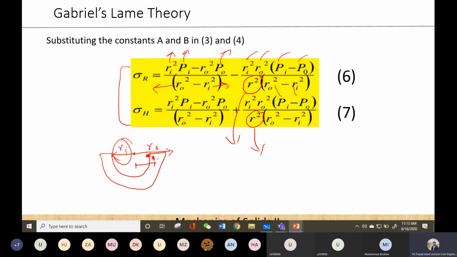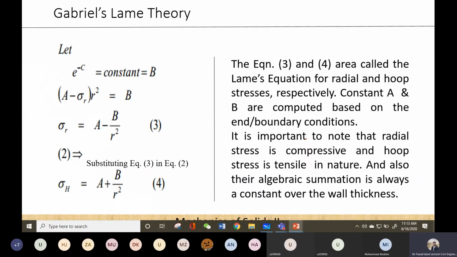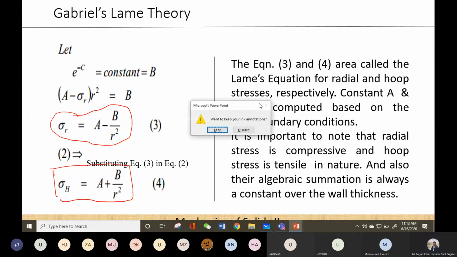But again, it would be an inconvenient or hectic technique to do it for all the points, particularly in the case when you have to show the variation. So we will use the basic equations of Lamé's theory, which are these two equations, to calculate the radial stresses or hoop stresses at different points in this question. I'll show you how.